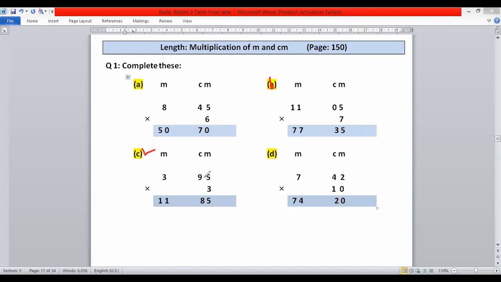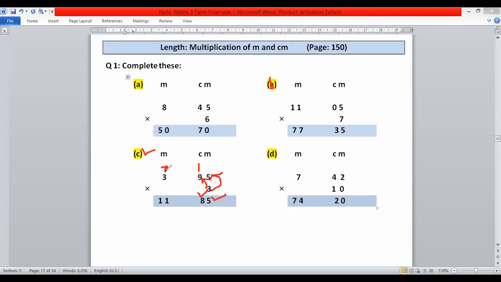Look at part C. In part C, 3 meter 95 centimeter multiplied by 3. First we multiply 3 by 5. 3 5s are 15. Carry 1. 3 9s are 27. 3 multiplied by 9. 27 plus 1 is 28. Write 8 here and 2 carry.